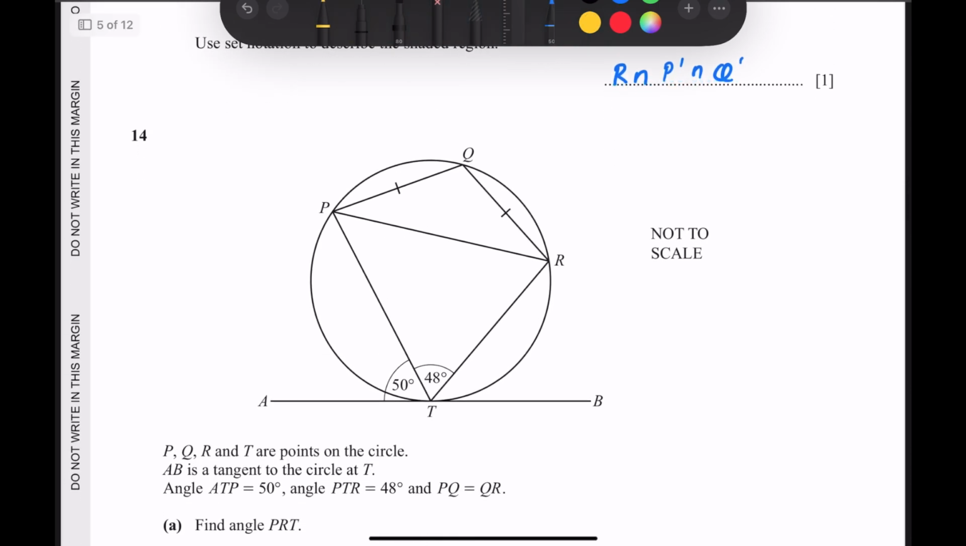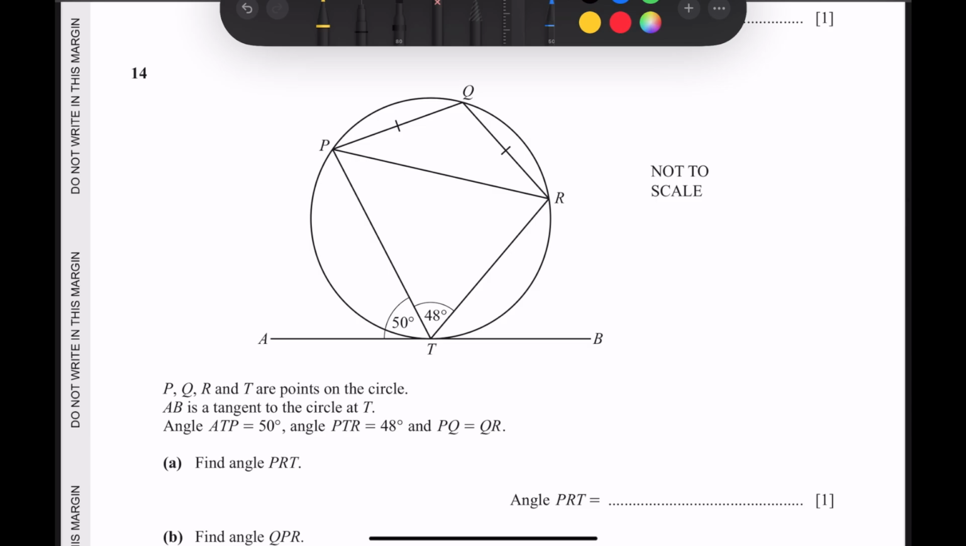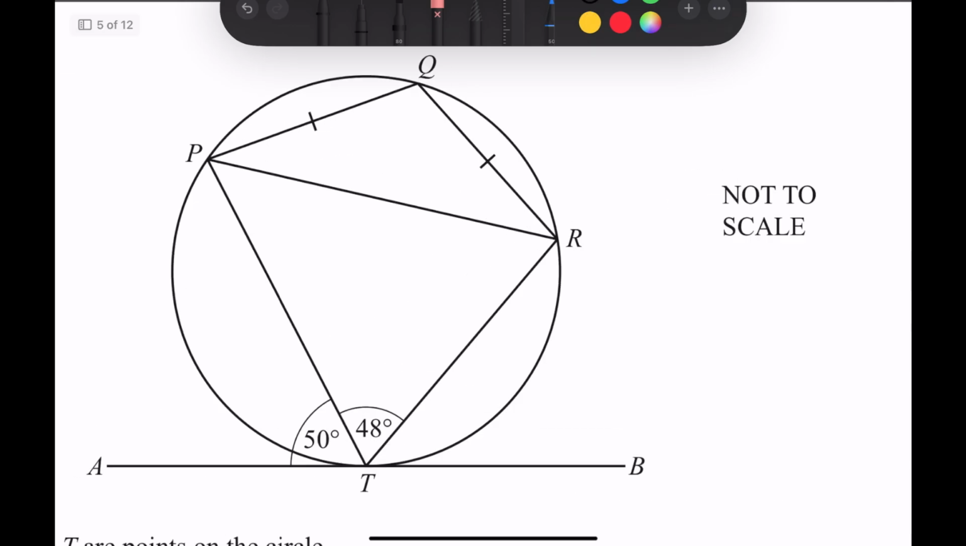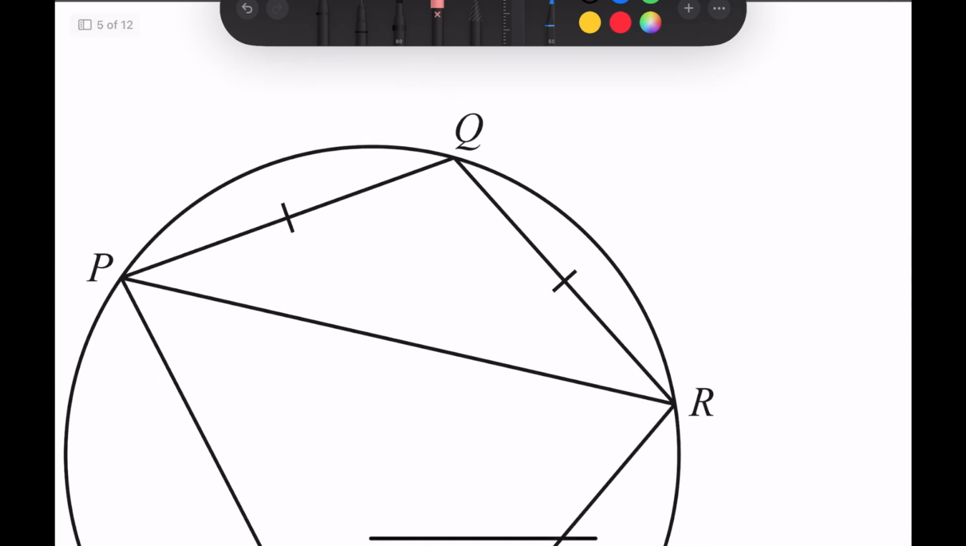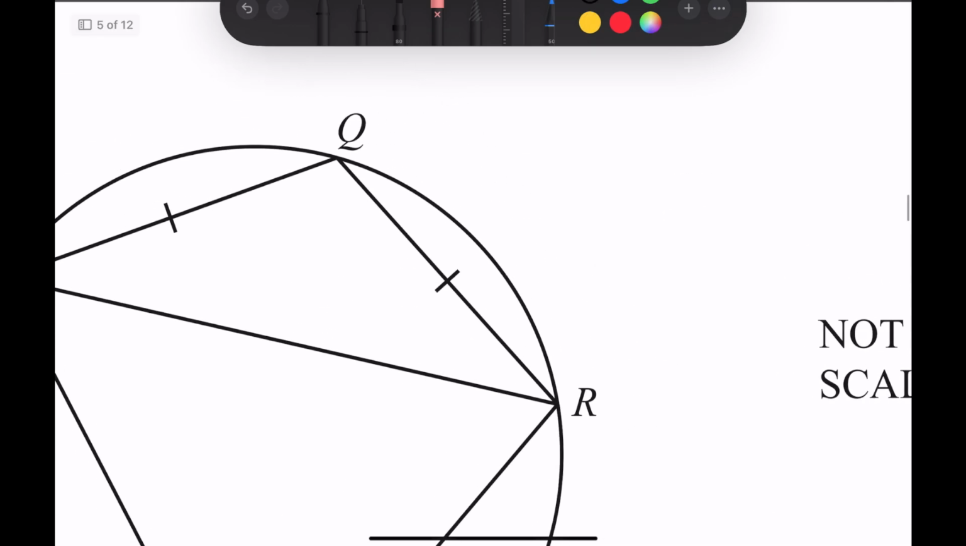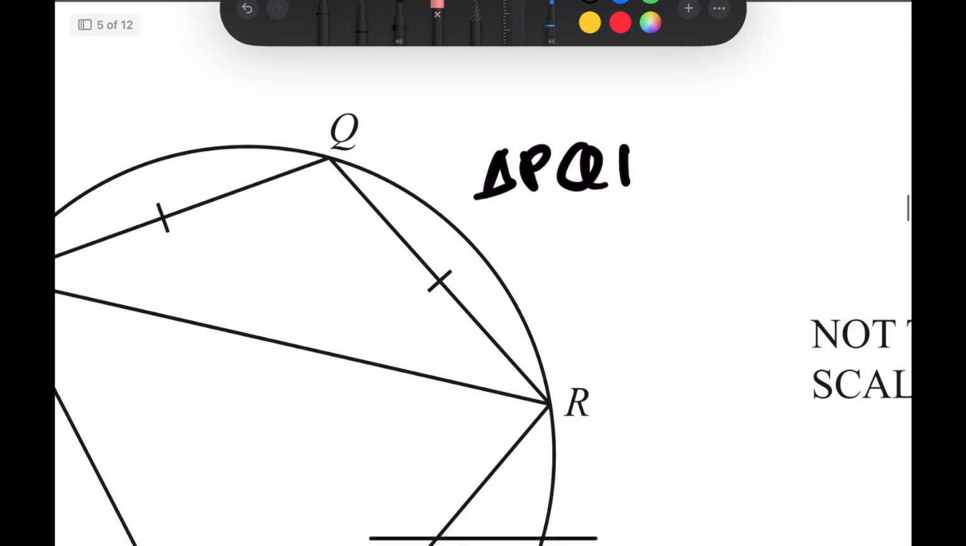Question 14 says P, Q, R, and T are points on the circle. AB is a tangent to the circle at T. Angle ADP is equal to 50 degrees. Angle PTR is equal to 48 degrees. And PQ is equal to QR. This point is important, PQ being equal to QR, since this means that since they have two equal sides, this triangle PQR is isosceles.